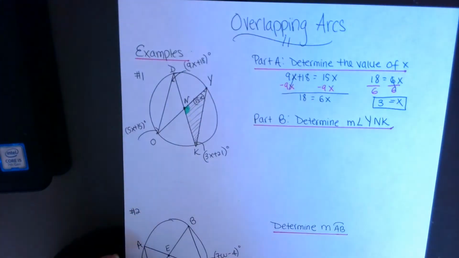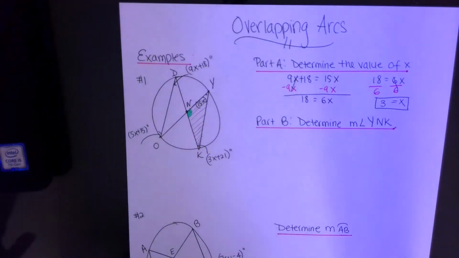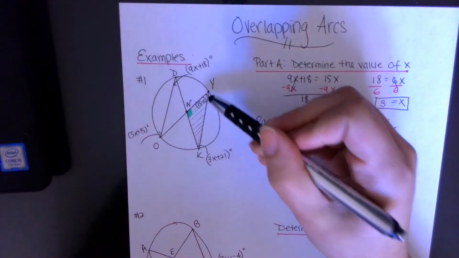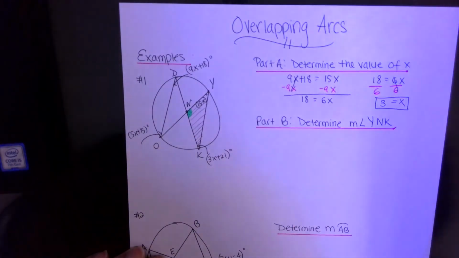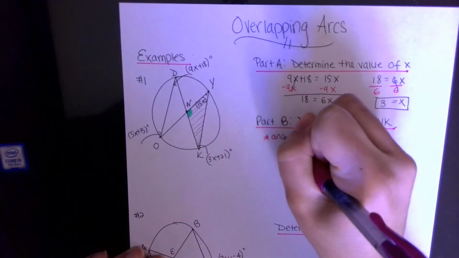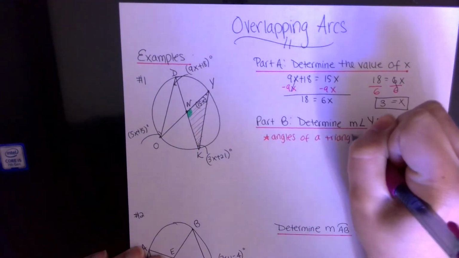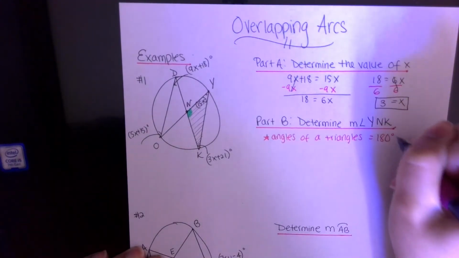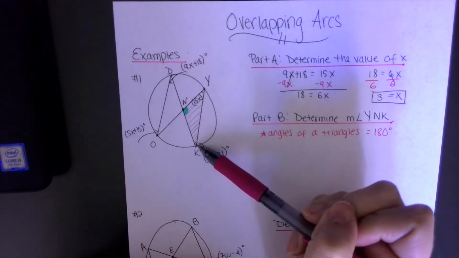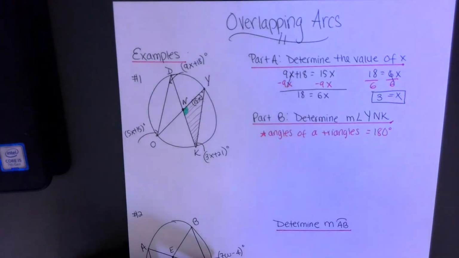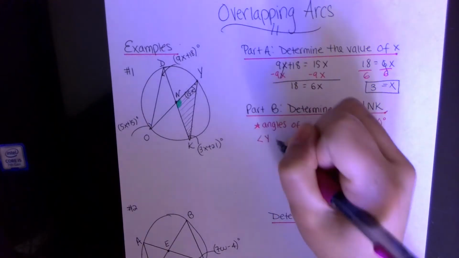So in this triangle, we have angles. Whenever you're dealing with angles and triangles, think of the relationship: the sum of the angles of a triangle has to add up to 180 degrees. So let's figure out what this angle is, that way we can add them up, subtract from 180, and figure out what the other angle is. So let's find angle Y, one at a time.